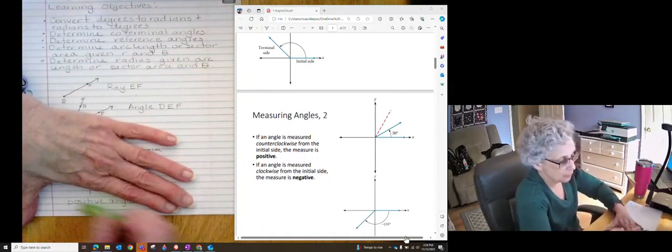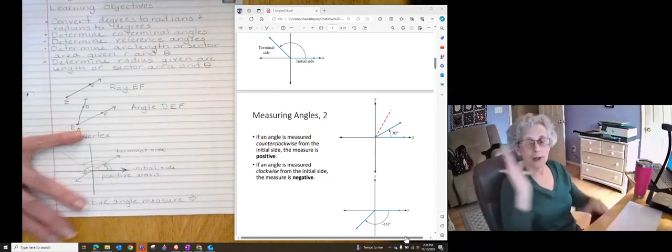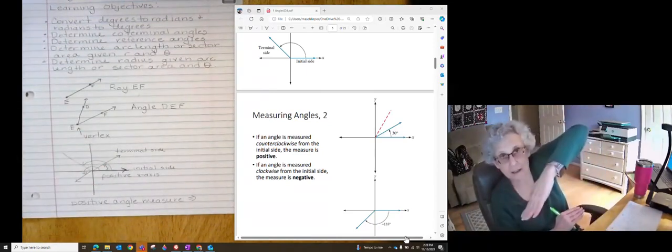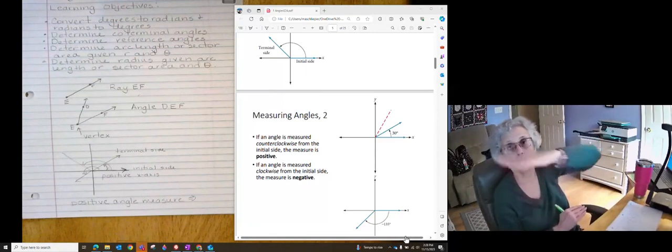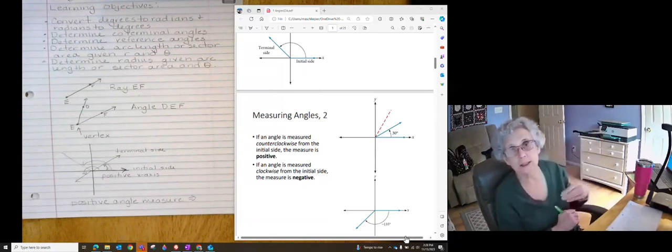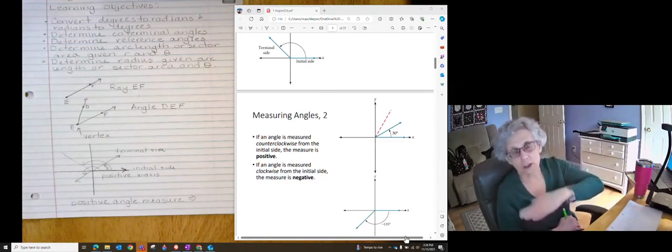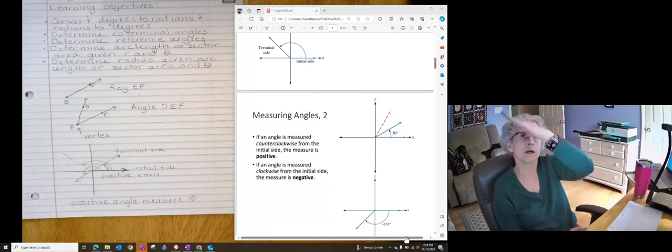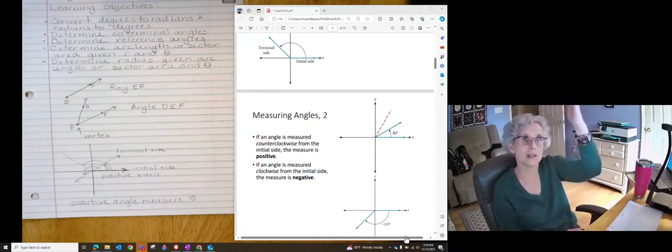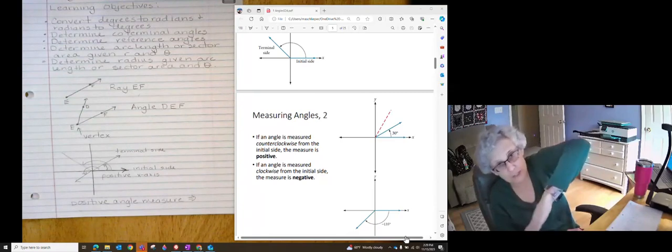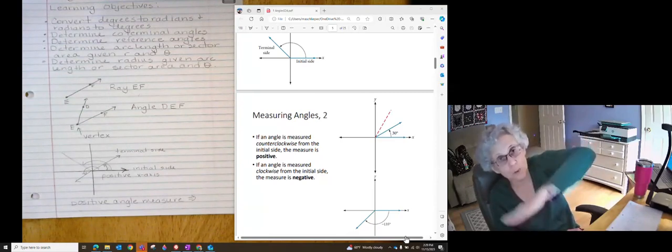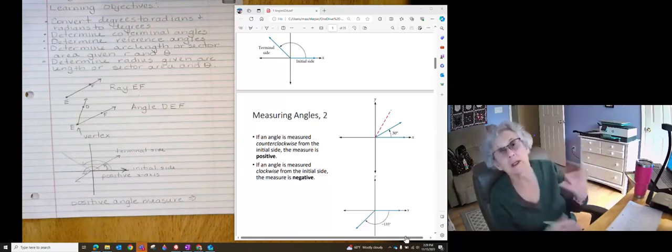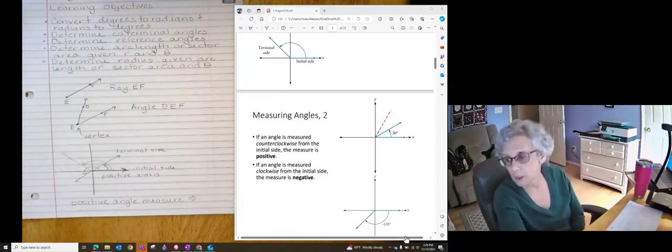And if you go clockwise or down into the negative quadrant 4 from your positive x-axis, that's a negative angle measure. So that helps me to remember it. If I move from the positive x-axis in the positive direction into quadrant 1, it's a positive angle measure. If I move down into quadrant 4 where the y values are negative, it's a negative angle measure.